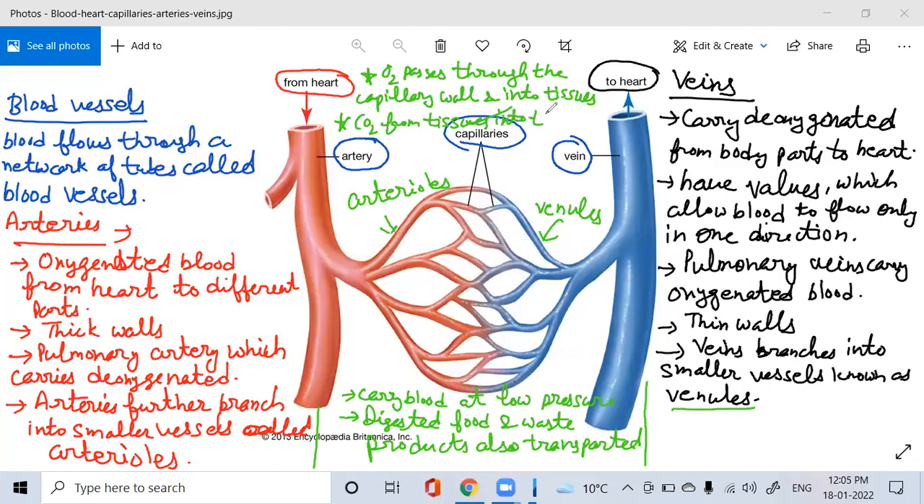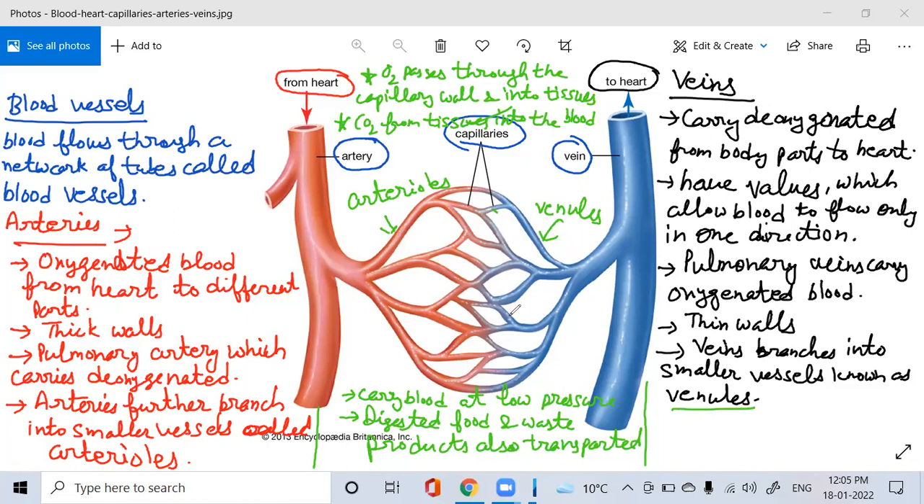into the blood, right? So dear children, try to understand: oxygen passes through the capillary wall and into the tissues. So oxygen will pass through it and then it will pass to the tissues, right? Similarly, carbon dioxide will be collected and passed from the tissues into the blood, and then from the blood it will get purified, right? That is very, very important. These points you have to note down and they are going to help you out.